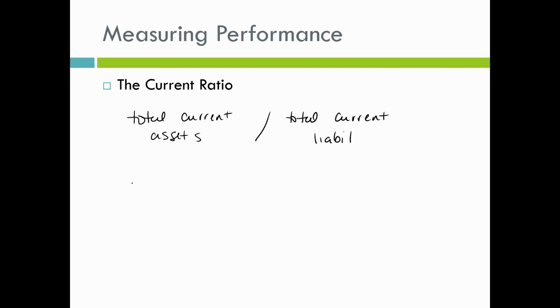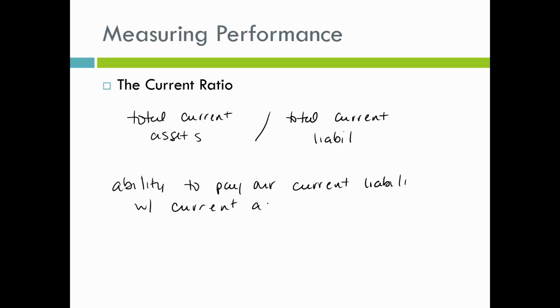They're all mixed together. What this really describes to us is our ability to pay our current debt, or our current liabilities, with our current assets. Do I have enough cash, or do I have enough cash coming in soon in order to pay what's coming due soon? So with our current assets.